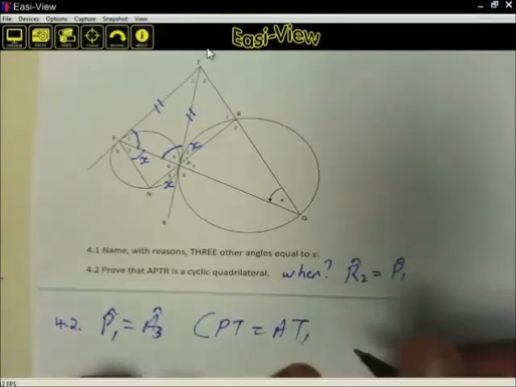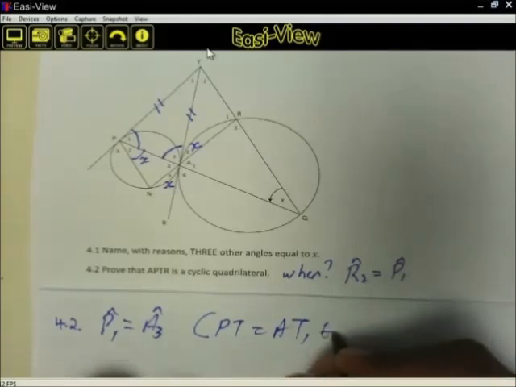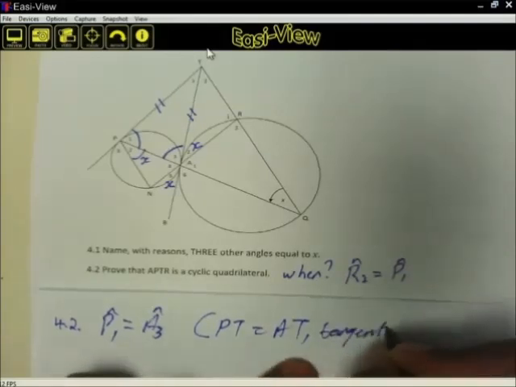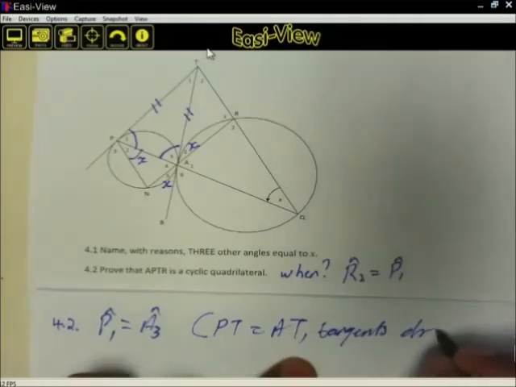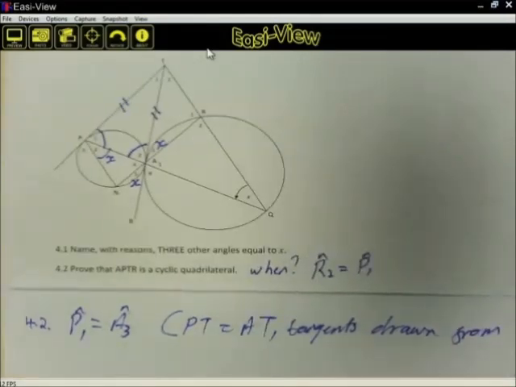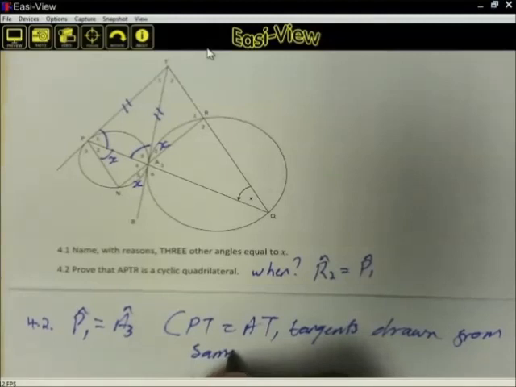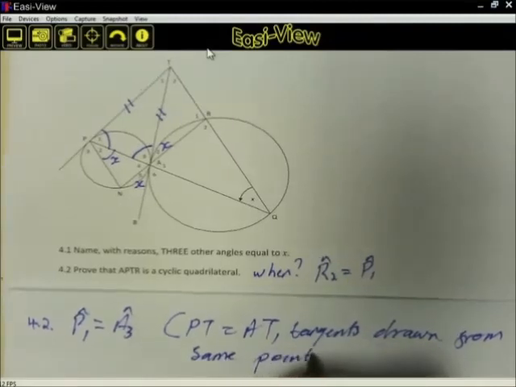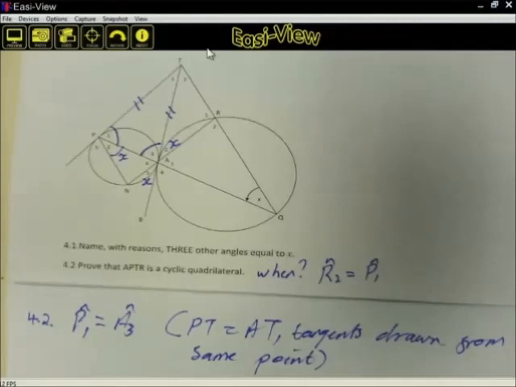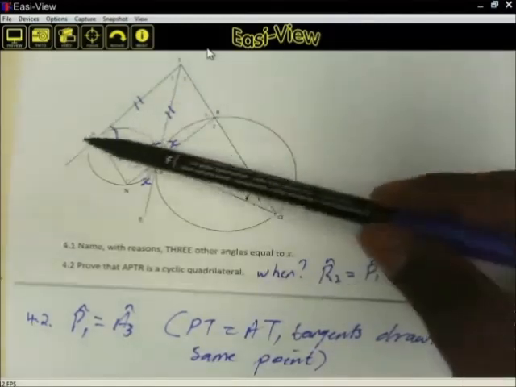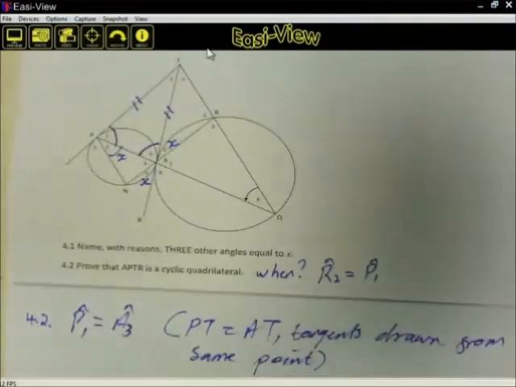PT is equal to AT, and that is according to a theorem that states tangents drawn from the same point outside the circle. In full, the theorem states tangents drawn from the same point outside the circle are equal in length. That is how we say PT is equal to AT, because those are the tangents drawn from the same point outside the circle.